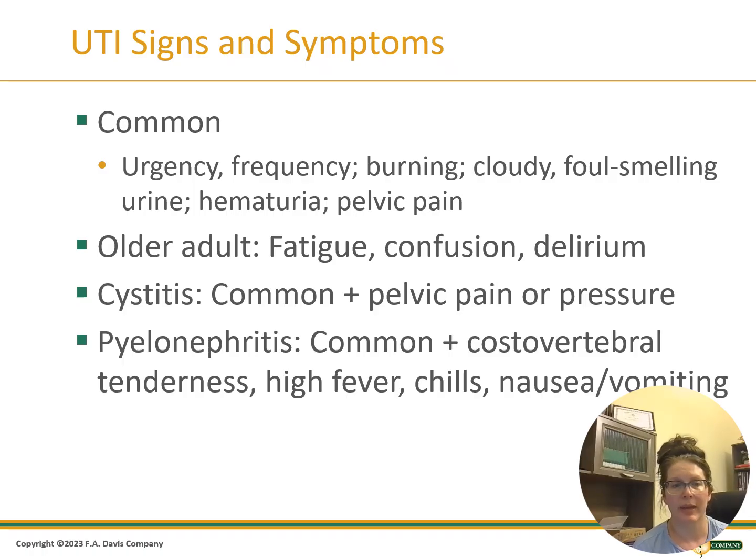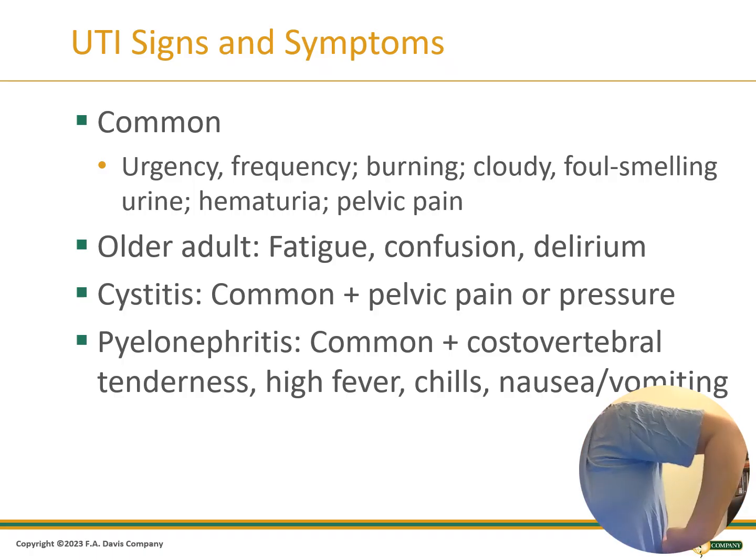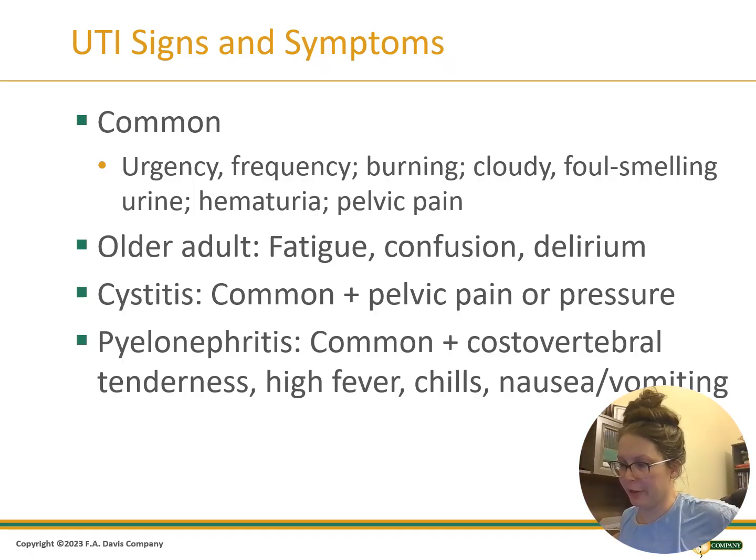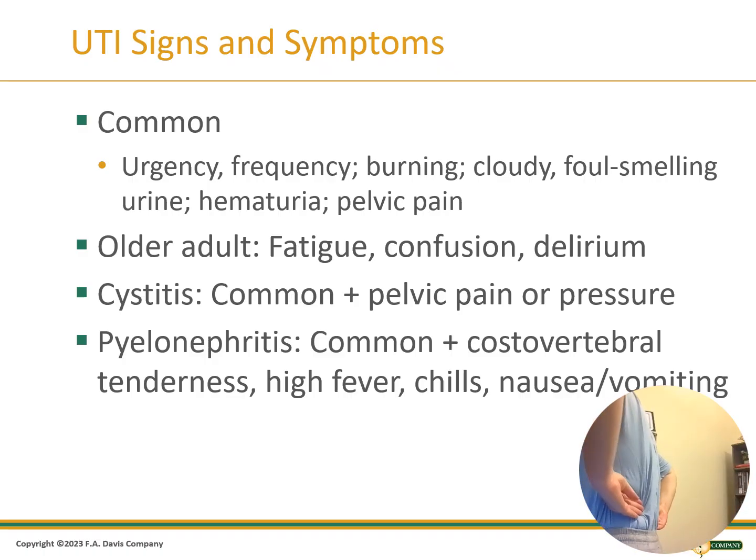With cystitis, we have a lot of those common signs and symptoms, but also the pelvic pressure and pain. With pyelonephritis, it's common to have those, plus the costovertebral tenderness. That is going to be down by your 12th rib on the back, where your kidneys lie behind. So about right here.